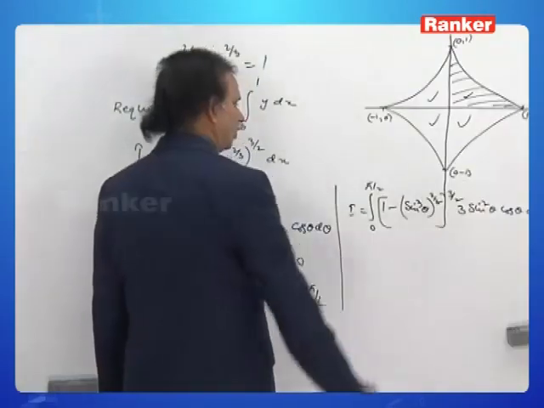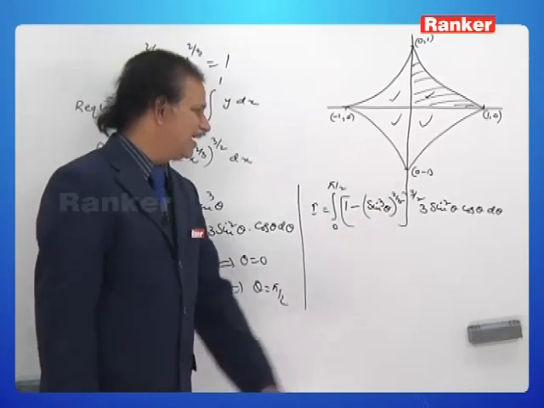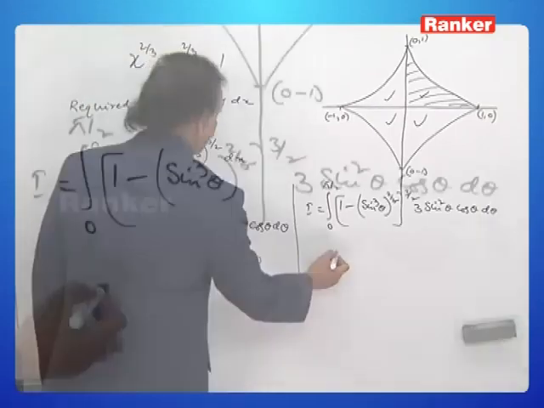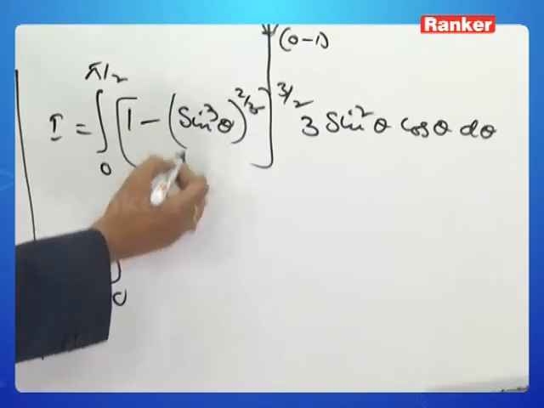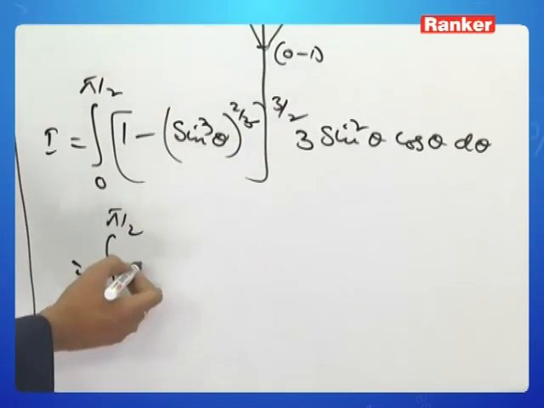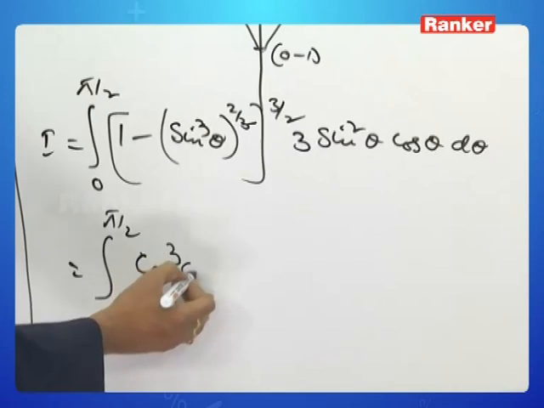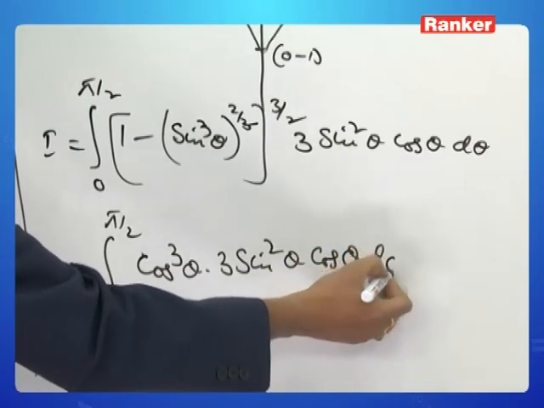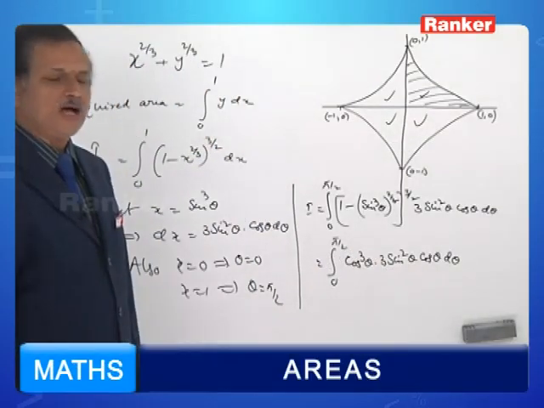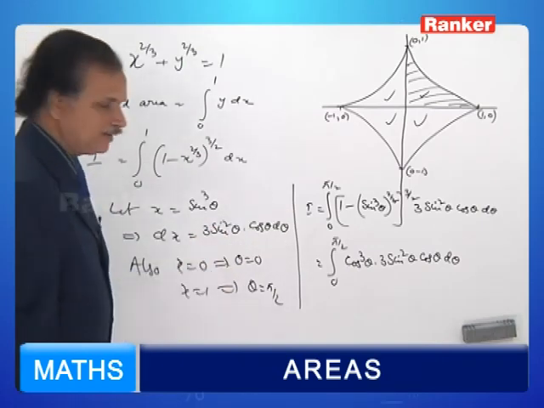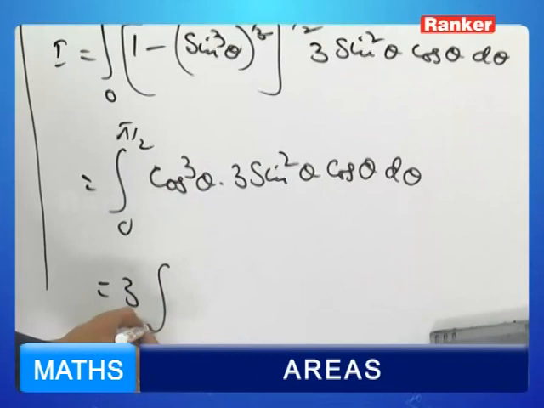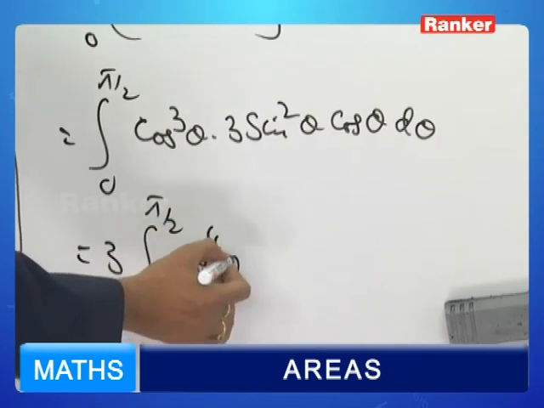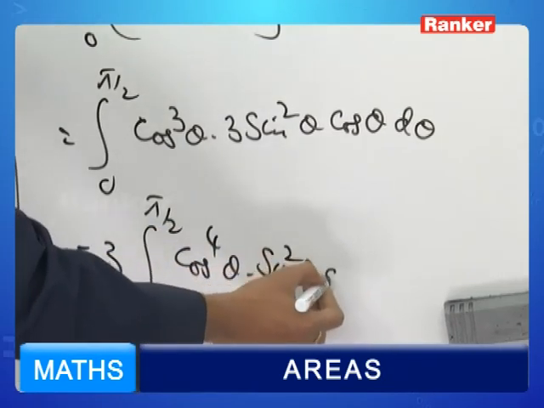It is 1 minus sine square theta, which is just nothing but cos square theta. So this is integral 0 to pi by 2 of cos square theta whole to the power of 3 by 2. The 2 and 2 go away, leaving cos cube theta into 3 sine square theta cos theta d theta. Altogether, pull 3 outside. This is 3 into integral 0 to pi by 2 cos cube theta into cos theta, cos to the power of 4 theta into sine square theta d theta.